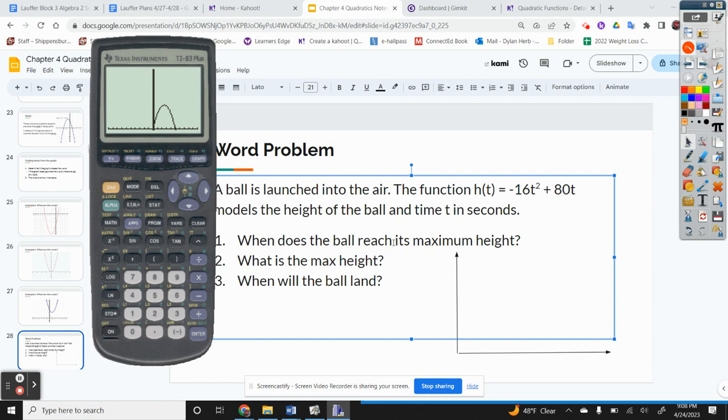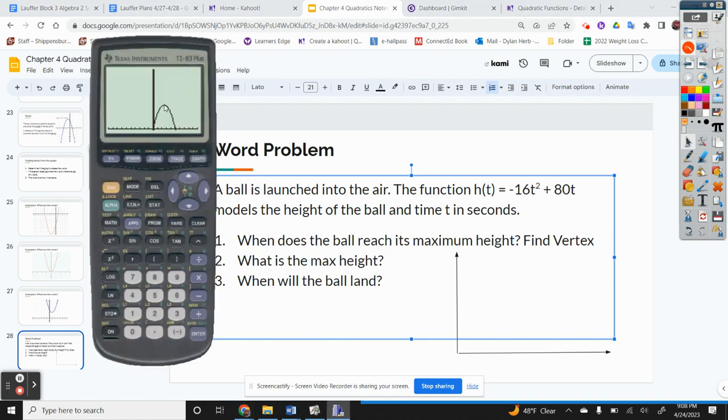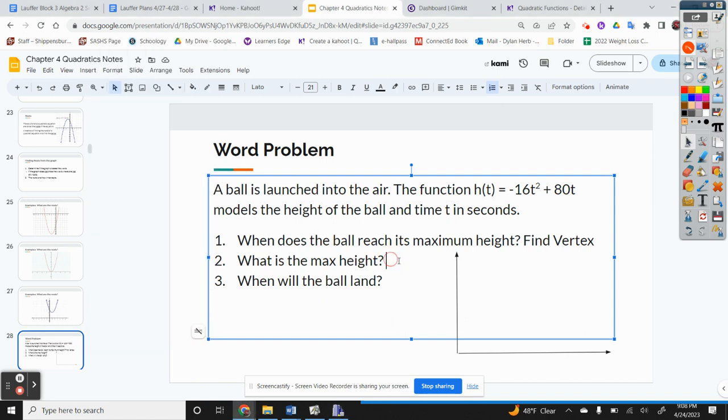Number 1 says, when does the ball reach its maximum height? So they'd be asking us, where's this top point? And to answer that question, we would just be finding the vertex. So maximum height, find the vertex. That's when this thing has its maximum value. What is the max height? Well, that's also the vertex. But this would be finding the y for the vertex. This would be find the vertex, you just need the x.